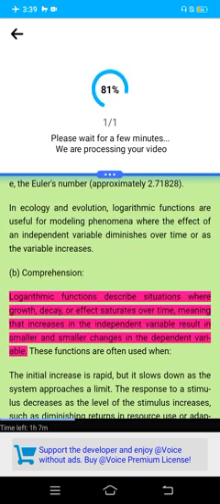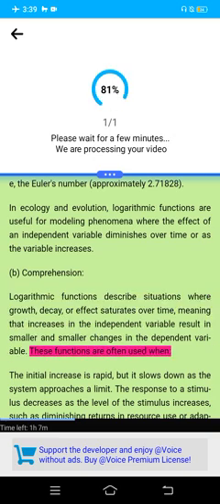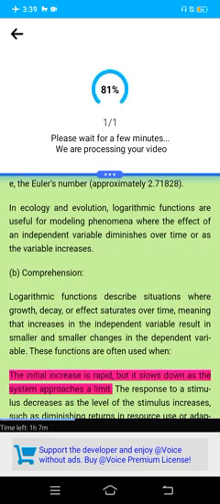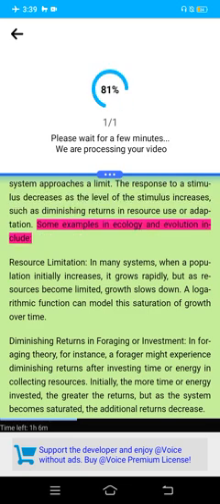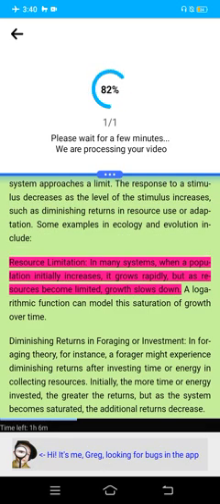Logarithmic functions describe situations where growth, decay, or effect saturates over time, meaning that increases in the independent variable result in smaller and smaller changes in the dependent variable. These functions are often used when the initial increase is rapid, but it slows down as the system approaches a limit. The response to a stimulus decreases as the level of the stimulus increases, such as diminishing returns in resource use or adaptation. Some examples in ecology and evolution include resource adaptation.